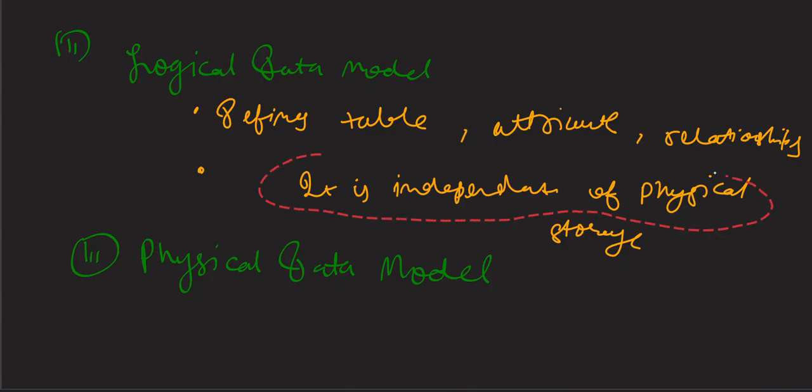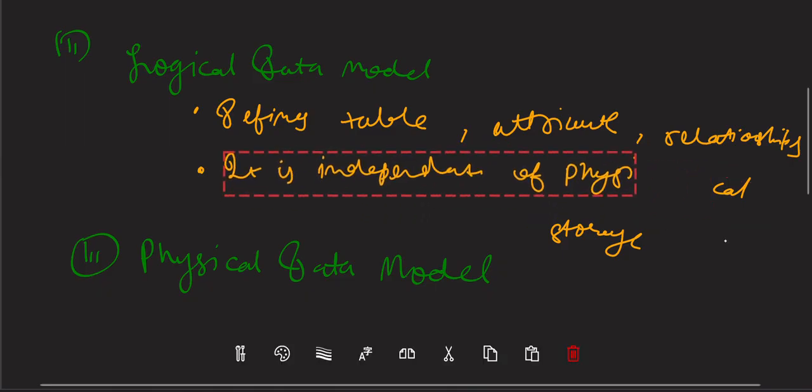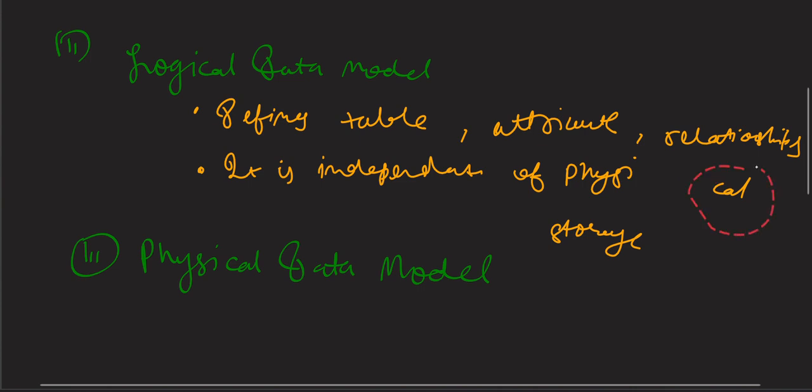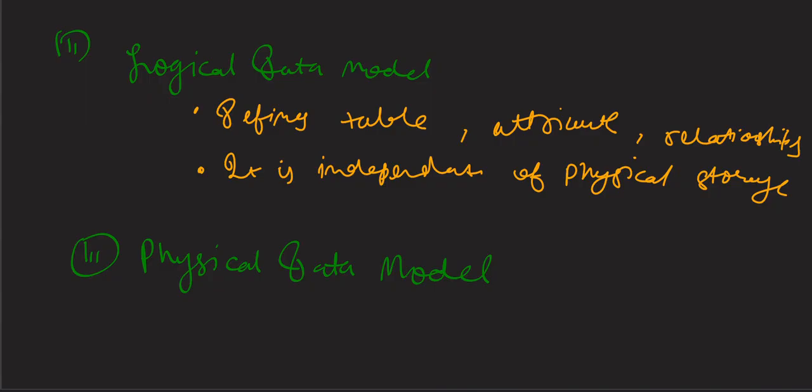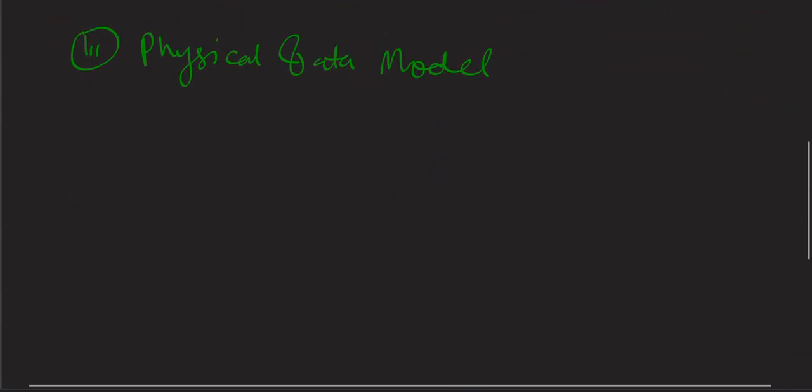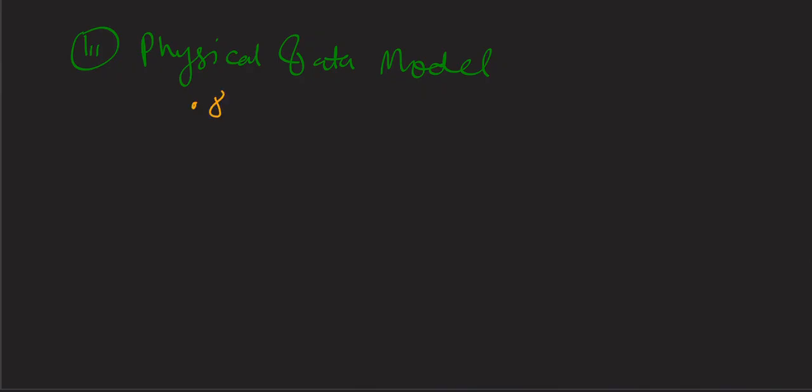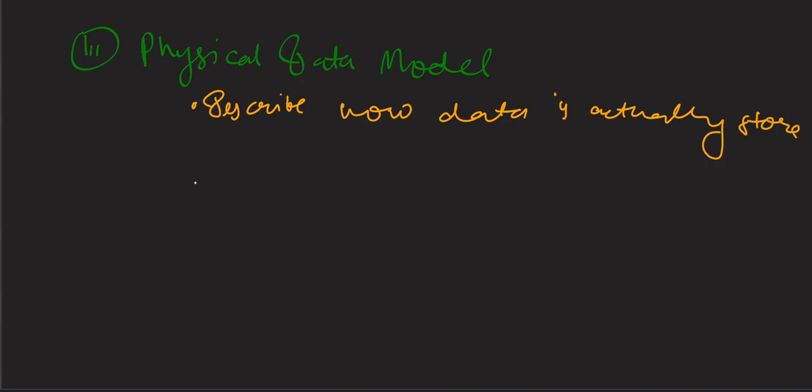And the last one is physical data model. तो describe how data is actually stored in hardware like files, indexes, etc. Okay.